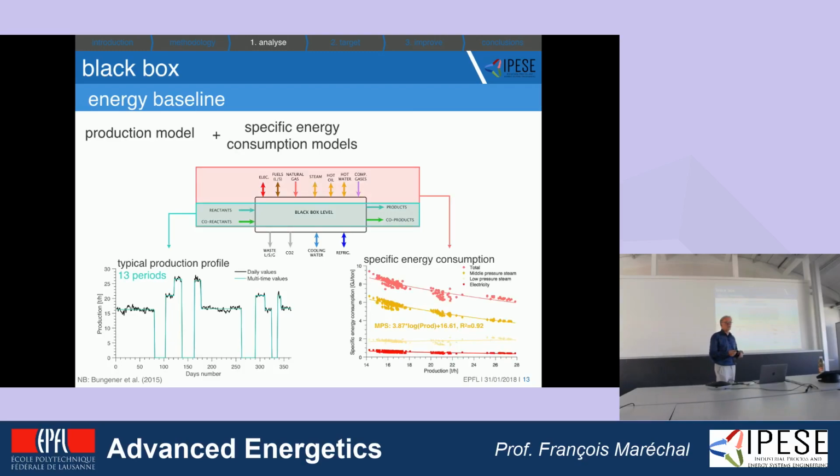And then when I have this, I will try to see if there are correlations. So if, for example, I can correlate a level of production and a level of consumption, this allows me to know if some of the units are operating in good shape.